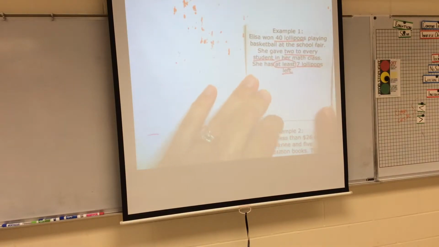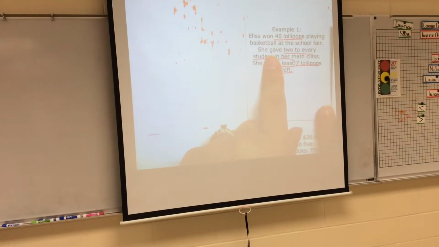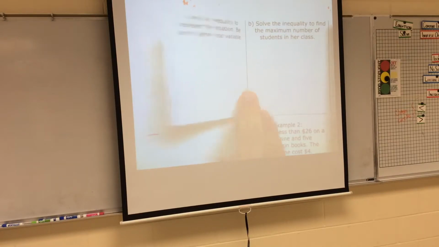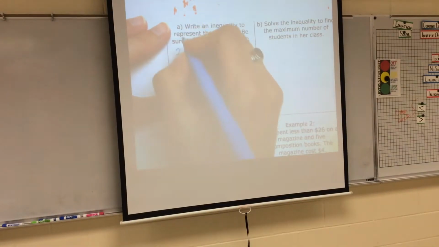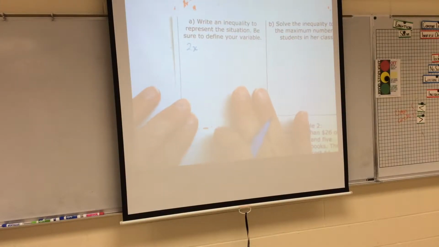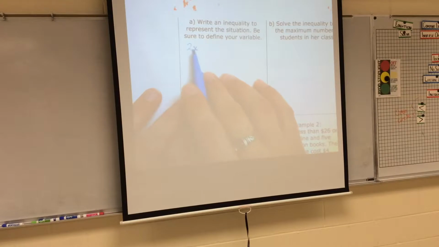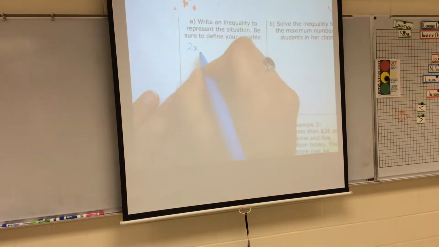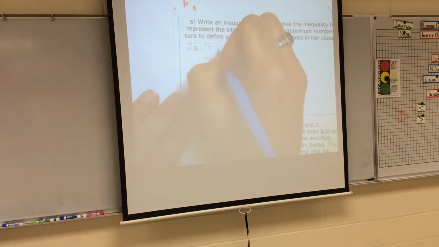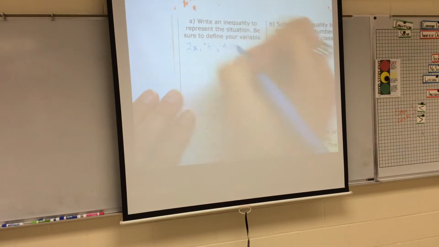So I've got, so Elsa gave 2 lollipops to every student. Do we know how many students are in her class? No. So if I say 2x, so 2x would be what? How many lollipops she gave away, right? All right, so I've got 2x. I have 7. And we started with 40.